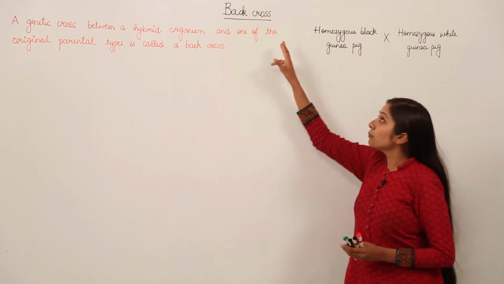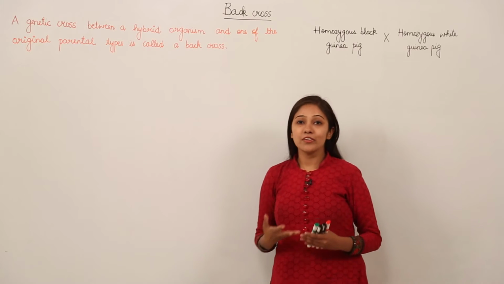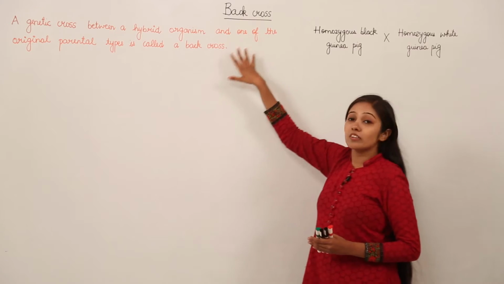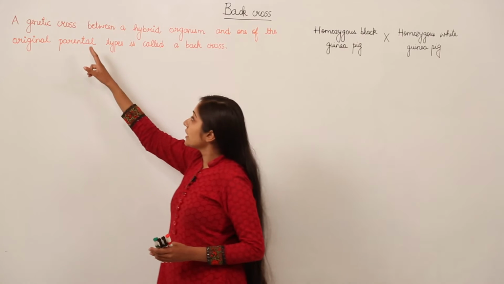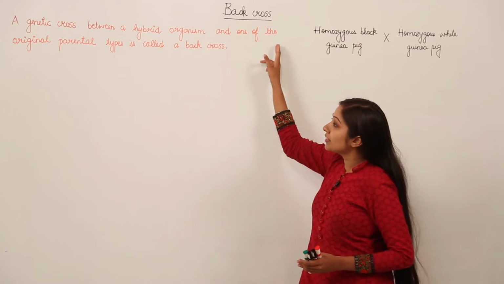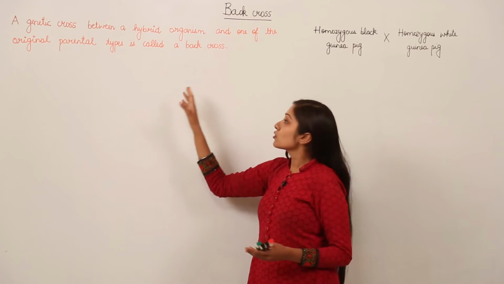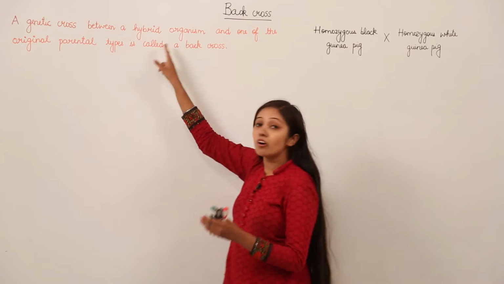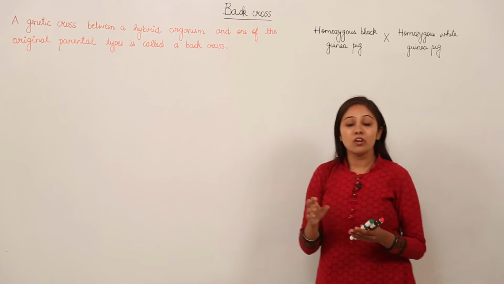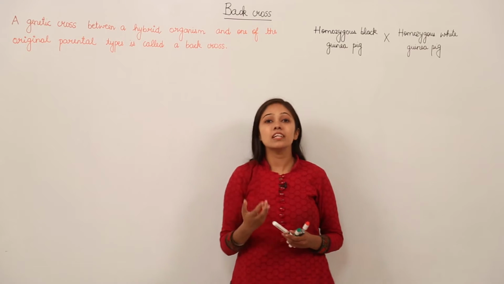Now let us move on to back cross. Why this cross is known as a back cross, we're going to discuss that, but let us work on the definition first. A genetic cross between a hybrid organism and one of the original parental types is called a back cross. We are going to get this hybrid organism from the F1 generation, the first filial generation.